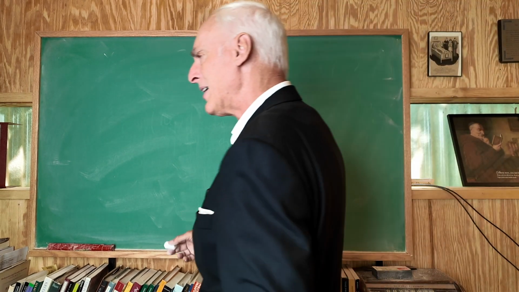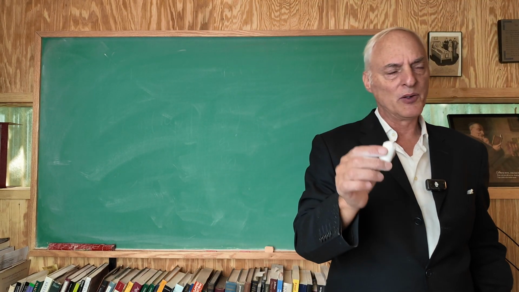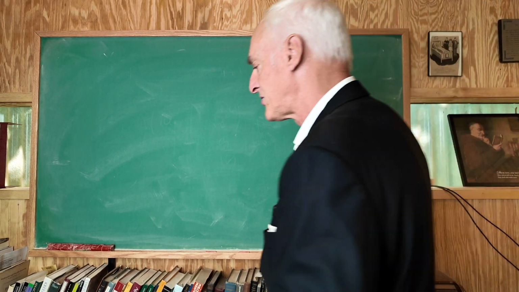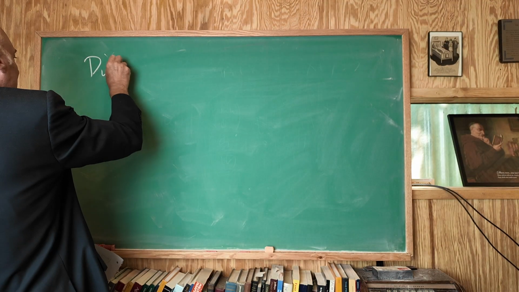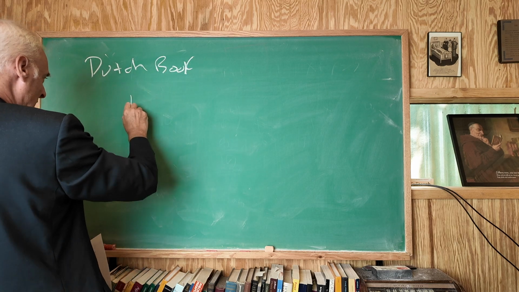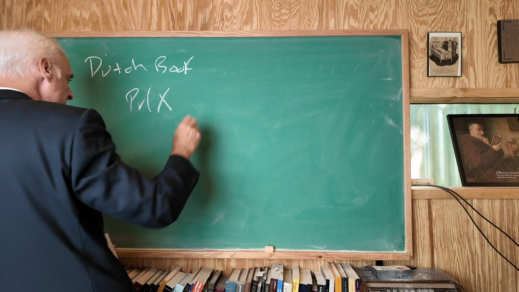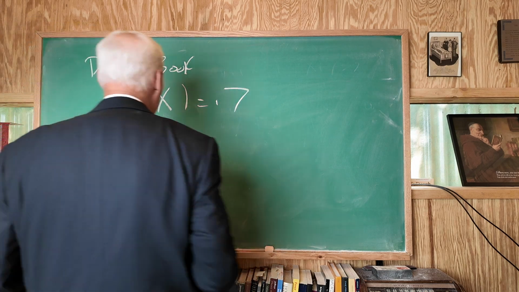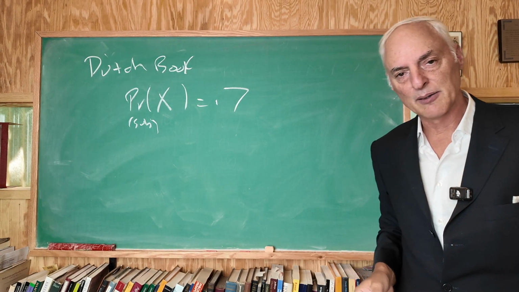Okay, so some of the people got the idea that probability was subjective because of de Finetti and some others, and the idea of a Dutch book. So suppose there's some event X, and you subjectively say it has a 70% chance of coming true, whatever this event is, rain or something like this.